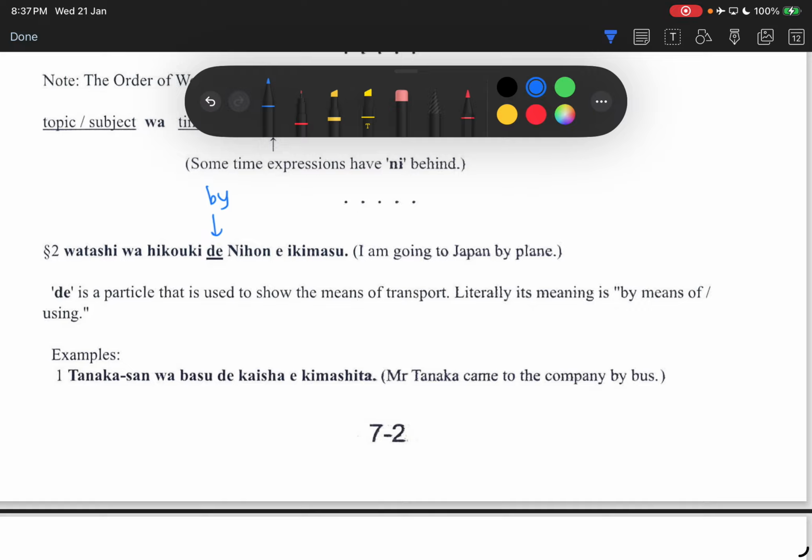Later we will see another example. It can also be used for tools. For example, I can say pen で something something 書きます. That means I write by pen, I write using a pen. But for now, mode of transport. Now you'll learn that this is mode of transport.